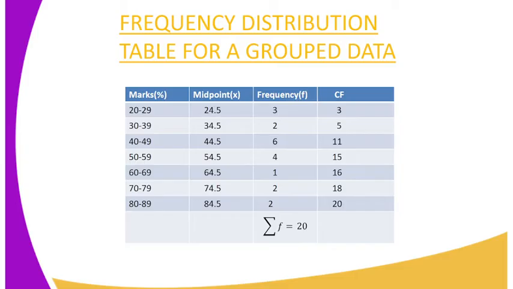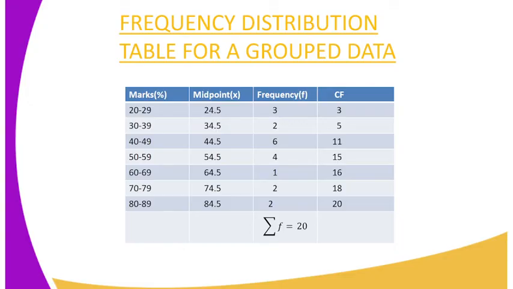The cumulative frequency column, you're supposed to start with the first frequency 3, then you add it step by step. 3 you add to the second frequency, which is 2, you get 5, you add 6, you get 11, and you move on adding until you get the last cumulative frequency as 20.